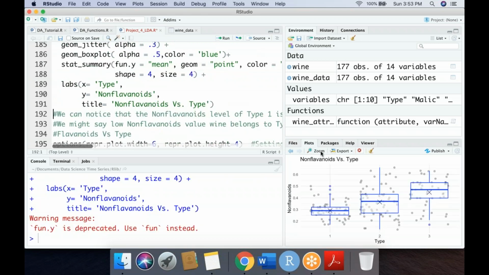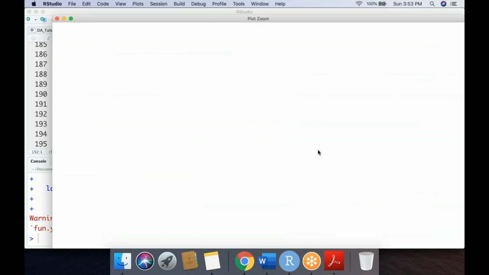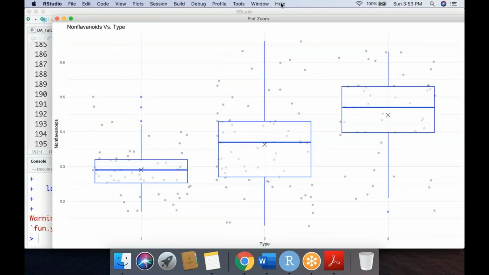Not you, Mahendra, but probably any other student in the class, will you try to say what we are seeing here? If you want, I can make this graph bigger. Shall I? Is it better? So what we can see here?